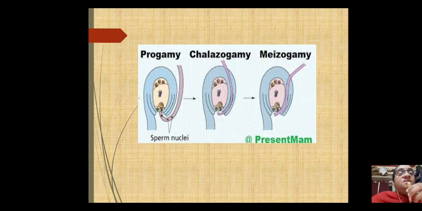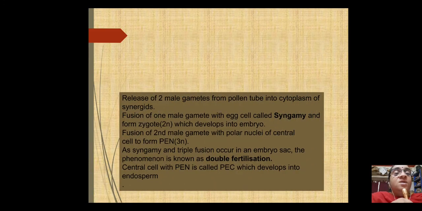The pollen tube can enter through the micropyle, through the chalaza, or through the integuments. If it enters through the micropyle, it is called porogamy; through the chalaza, it is chalazogamy; and if it enters through the integuments, it is called mesogamy.